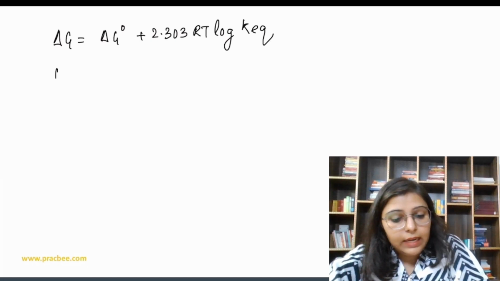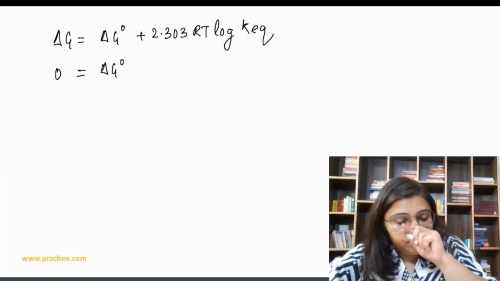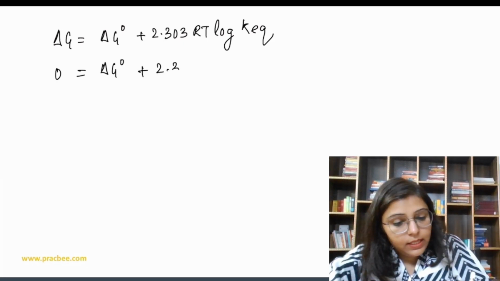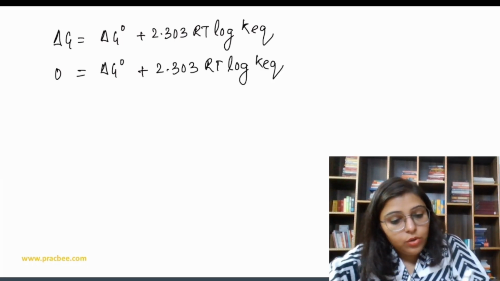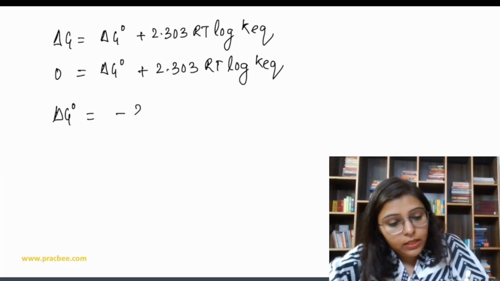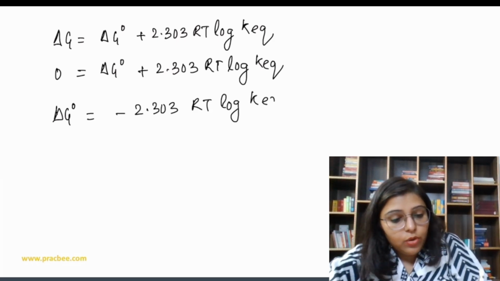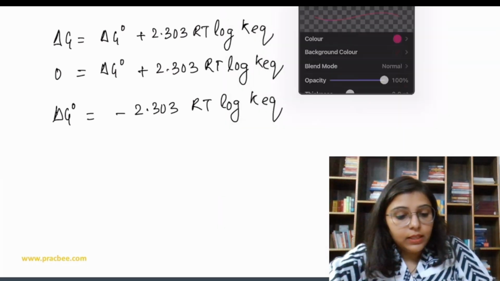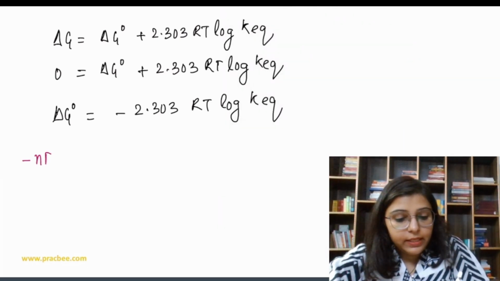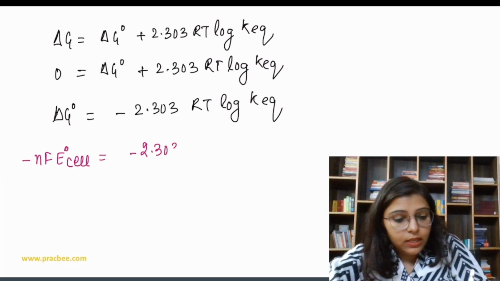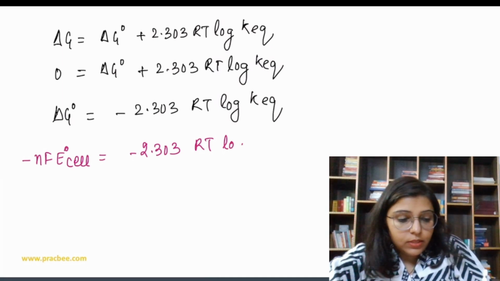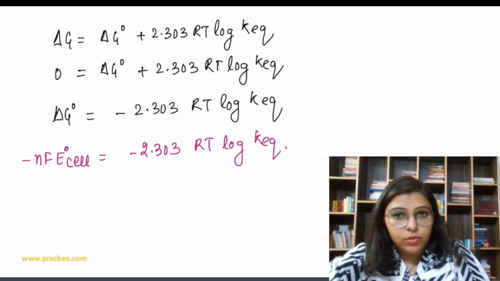So delta G is 0. So delta G naught is equal to minus 2.303 RT log K equilibrium. Also we know that delta G naught is equal to minus NF E naught cell. Okay, minus NF E naught cell. So let's solve this. Let's put all the values.